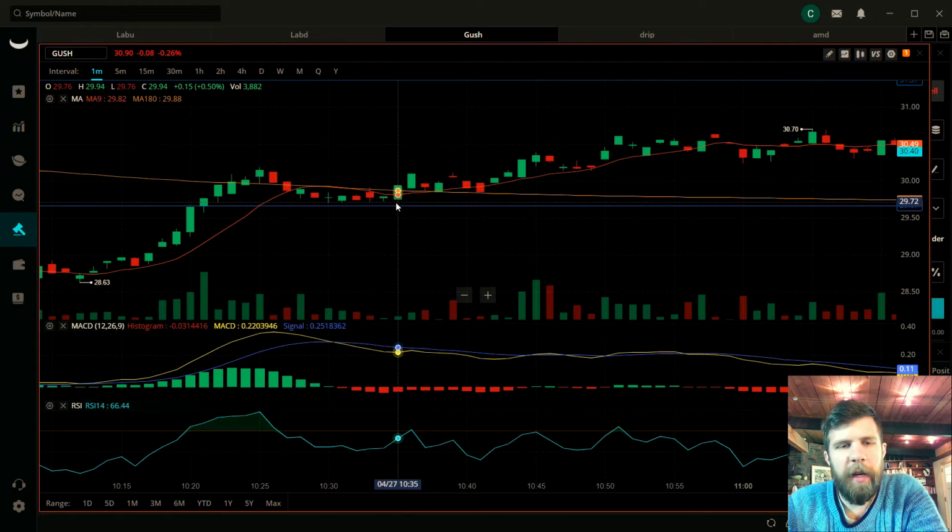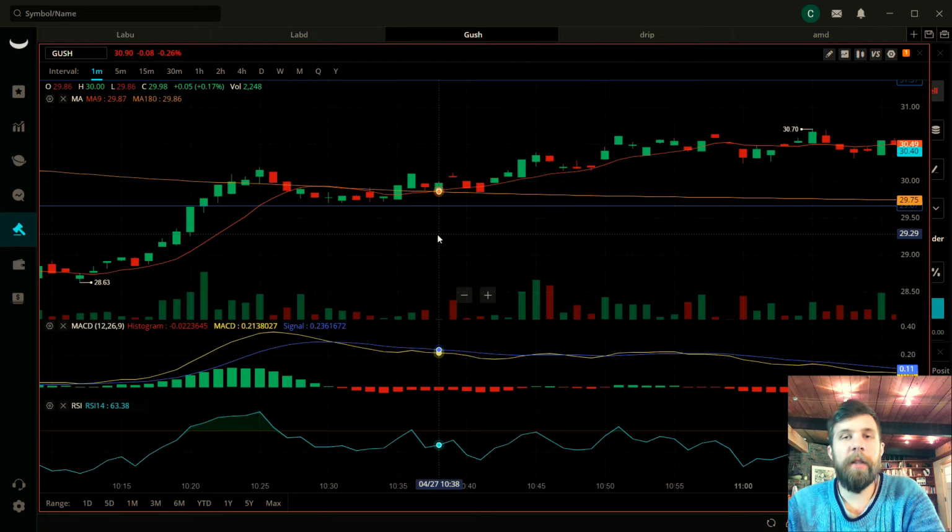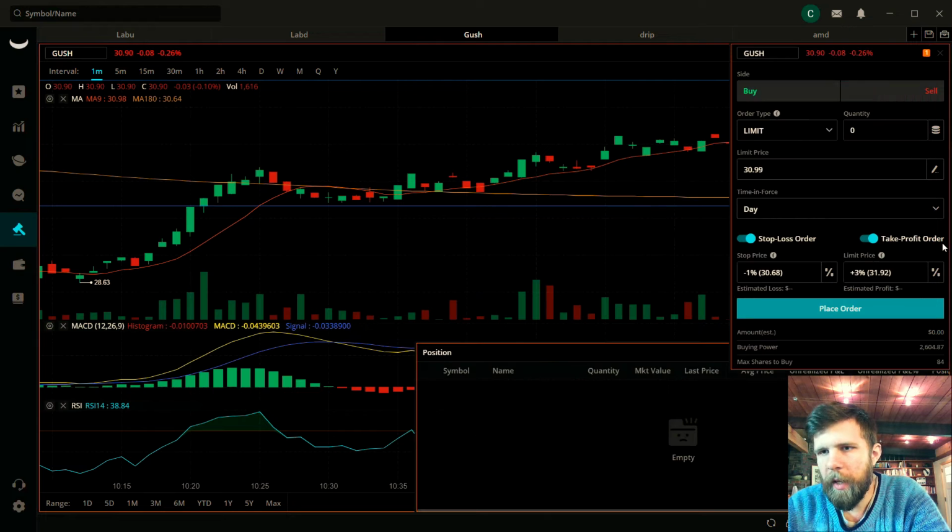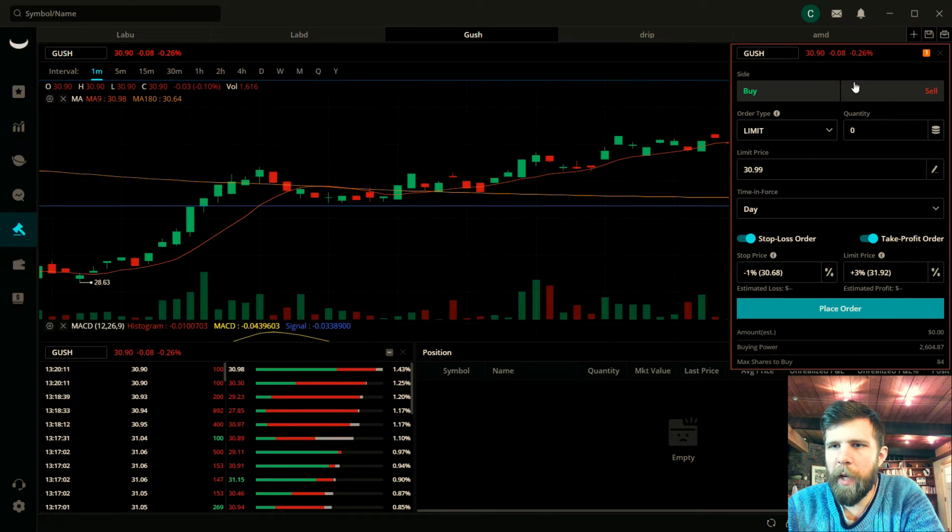Every time I take a trade, I always make sure that I have a take profit order and a stop loss order. And I'll just kind of show you what I mean. So here is my little quick trade here. So I can buy or sell, and then I just put in the quantity, whatever limit price I want. So whatever I'm willing to pay for the stock. And then down here you see where it says stop loss order and take profit order.